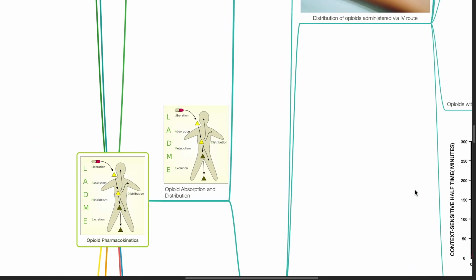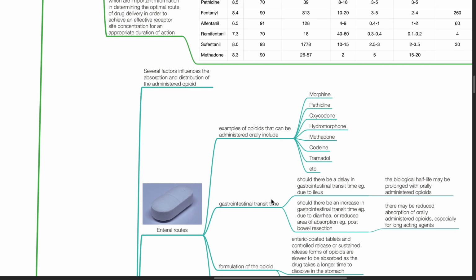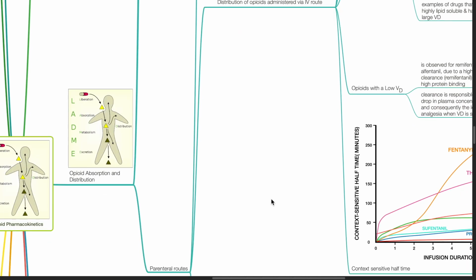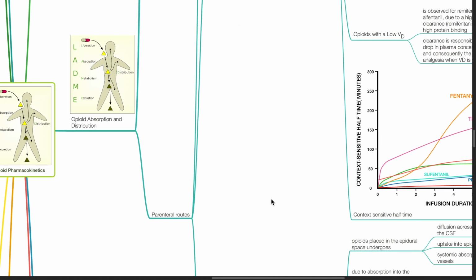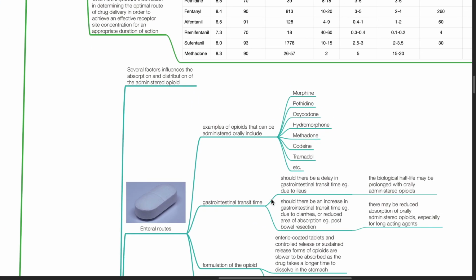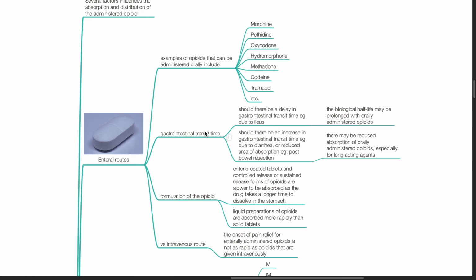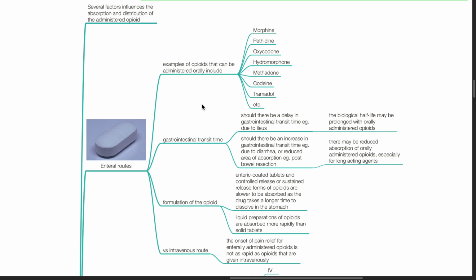Opioid absorption and distribution. Several factors influence the absorption and distribution of the administered opioid. The enteral route and parenteral route will be discussed. For enteral routes, examples of opioids that can be administered orally include morphine, pethidine, oxycodone, hydromorphone, methadone, codeine, tramadol, etc.